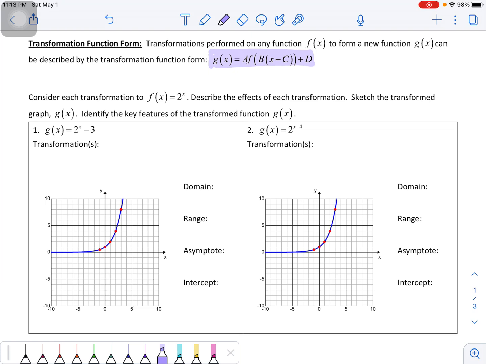So problems number 1 and 2 say to consider each transformation of f of x equals 2 to the x. So this is your parent function, your base function. Describe the effects of each transformation. So we'll figure those out. Sketch the transformed graph g of x, okay? And then identify the key characteristics. All right, so I'm going to zoom in on number 1 here.